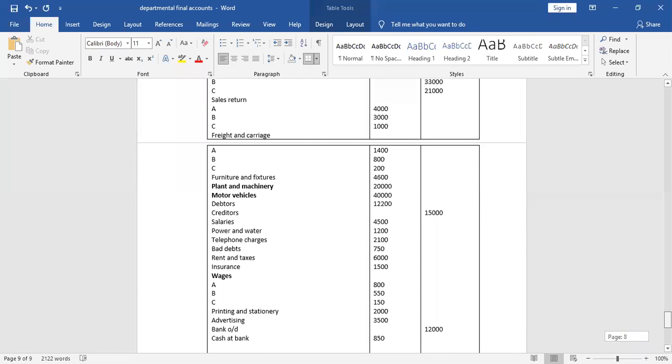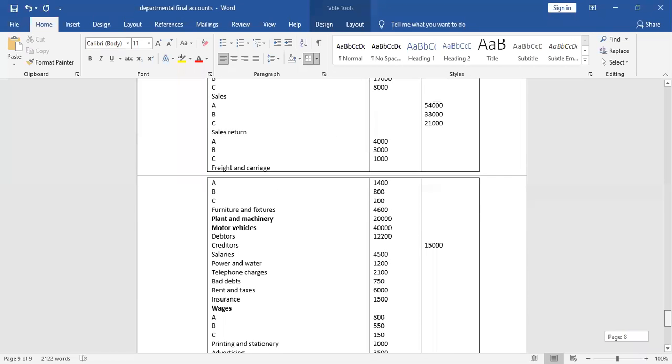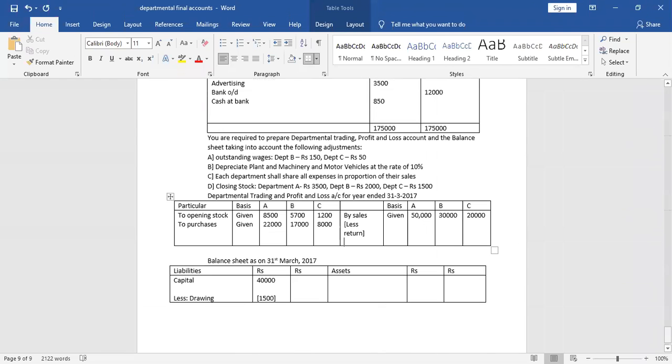Next one is freight and carriage. 1400, 800 and 200. So freight and carriage लिखते हैं. To freight and carriage. What is the amount given? Let us see. Freight and carriage. What amount is given? 1400, 800 and 200.